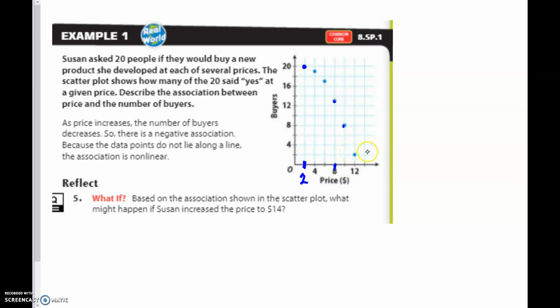So what's happening here? This is probably a negative trend. Okay, it has a negative correlation, and the more you charge, the less people are going to buy it. Okay, so based on this association, what might happen if she's going to charge $14 for something? What does it look like it's going to happen? Probably nobody's going to buy it.